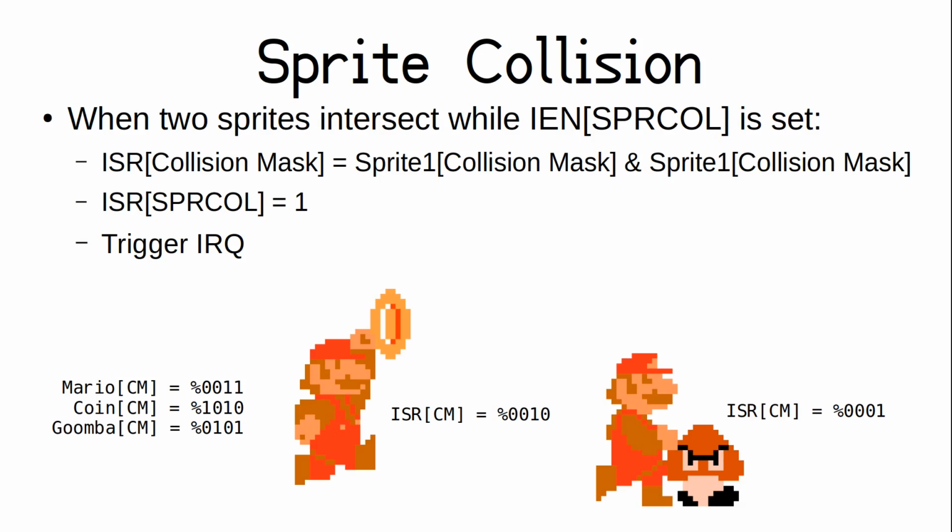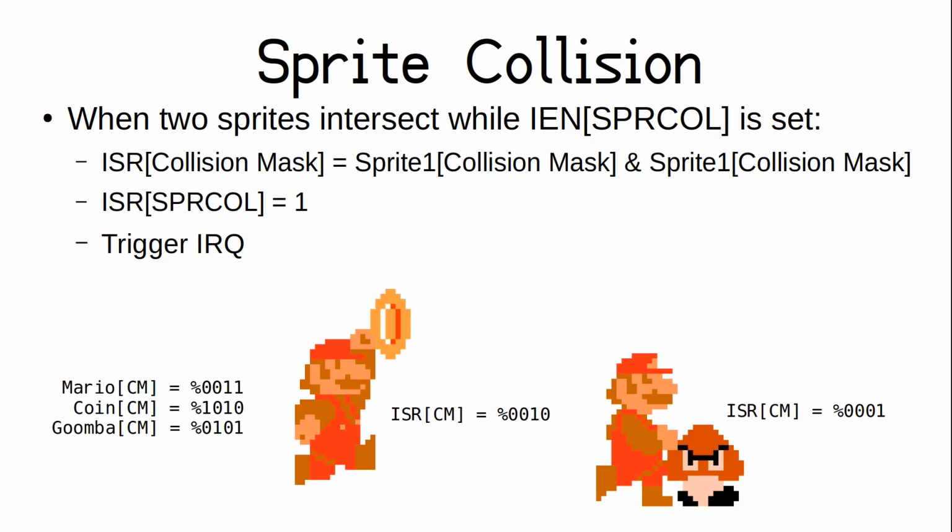But just to clarify, when the sprite collision bit is set in the IEN register, any time two sprites intersect, their collision masks are ANDed together, and that goes into the collision mask in the ISR register. Then the sprite collision bit is also set in the ISR register if any of the collision bits were set and the IRQ is triggered. So in the IRQ handler, we have some insight into which type of collision has occurred based on the collision mask in ISR. And we don't necessarily have to figure out exactly which sprites intersected, and we are also saved the need to write the collision detection in our own code.